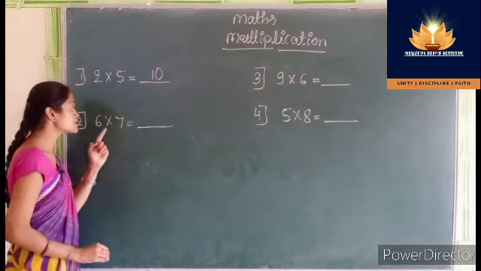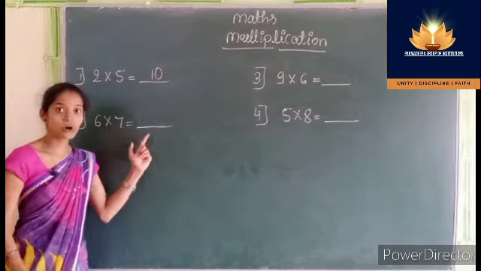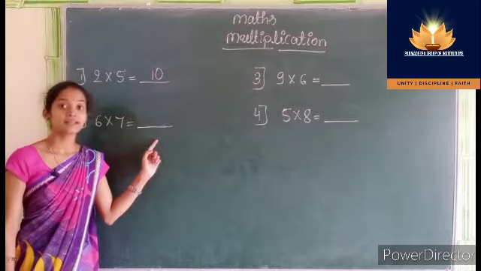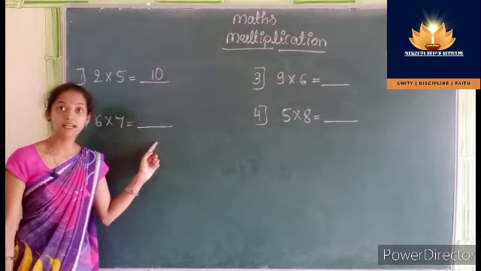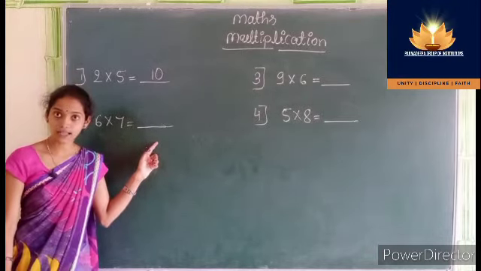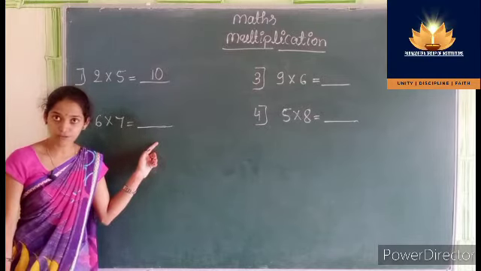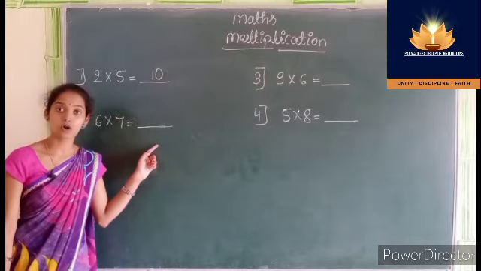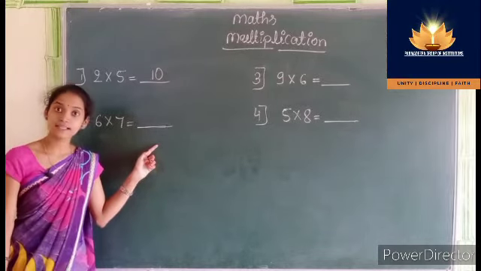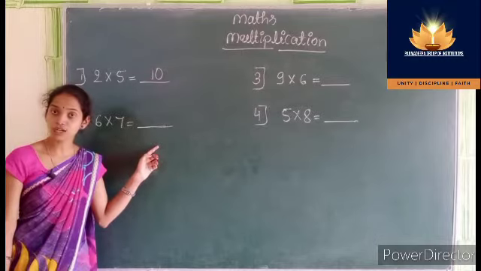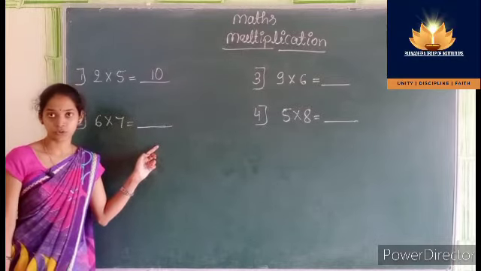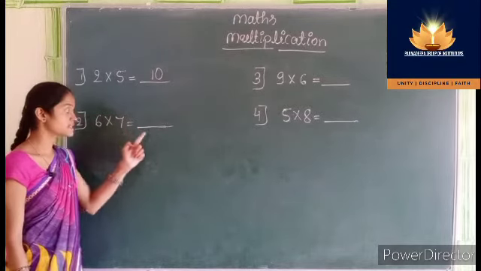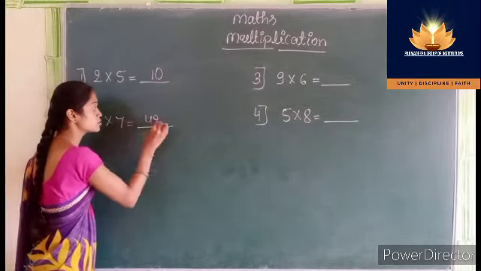Then 6 into 7 is equal to how much? 6 ones are 6. 6 twos are 12, 6 threes are 18, 6 fours are 24, 6 fives are 30, 6 sixes are 36, 6 sevens are how much? 42. So 6 into 7, that is equal to 42.